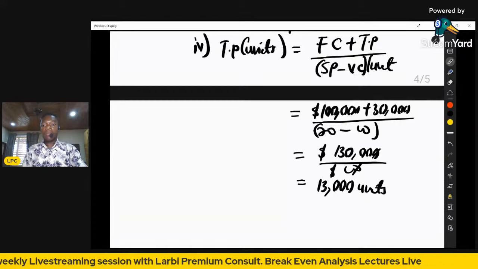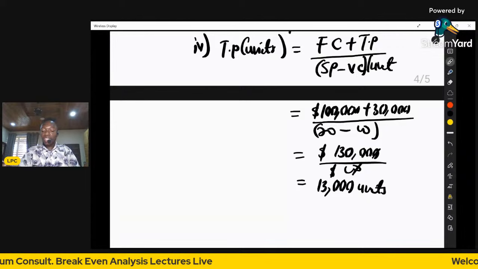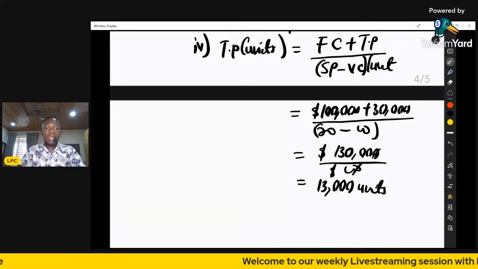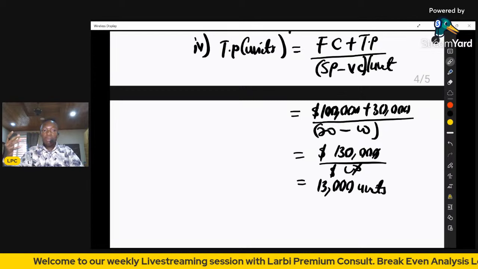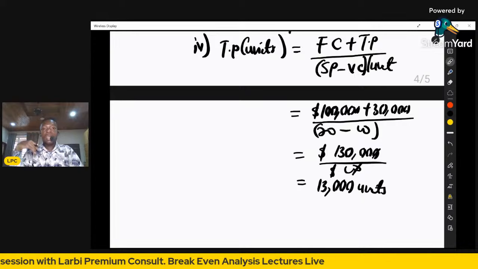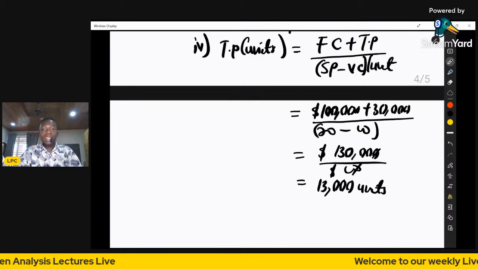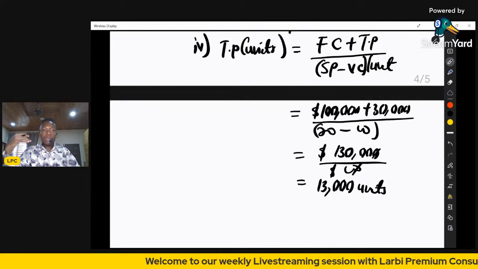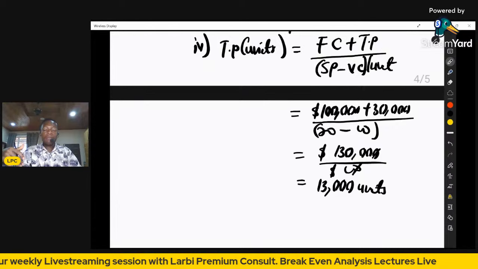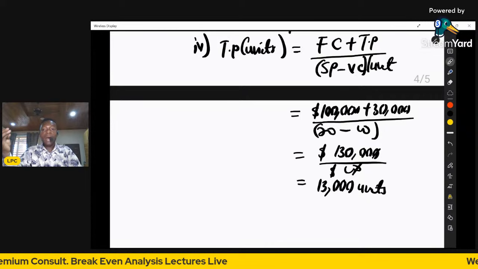At the production level of 13,000 units, we can achieve a target profit of 30,000. And this is what we need to understand when it comes to break even. And as I said, on the issue of periodicity in relation to break even, the examiner can give you yearly information and ask you to compute for monthly, weekly, fortnightly or daily. You must know how to do the conversion. If you are given yearly information and asked to compute on a monthly basis, then once you get that formula answer, divide by 12. So that is what we need to understand in that line.